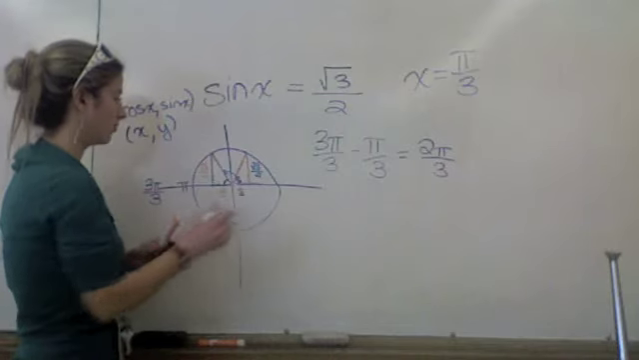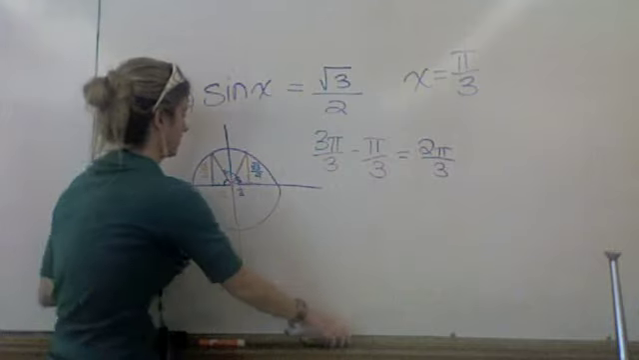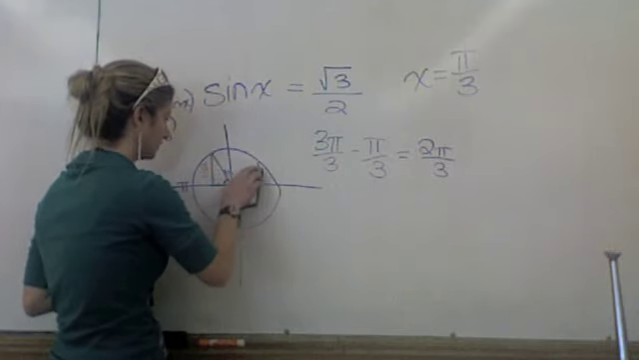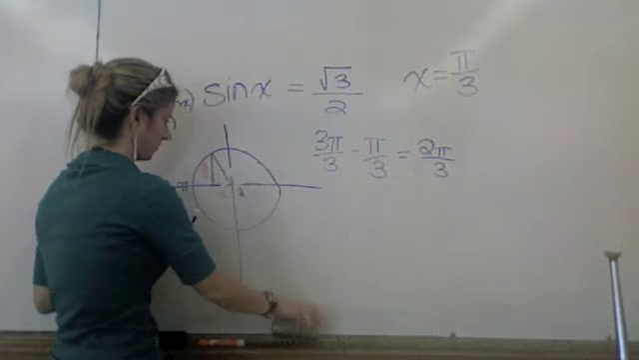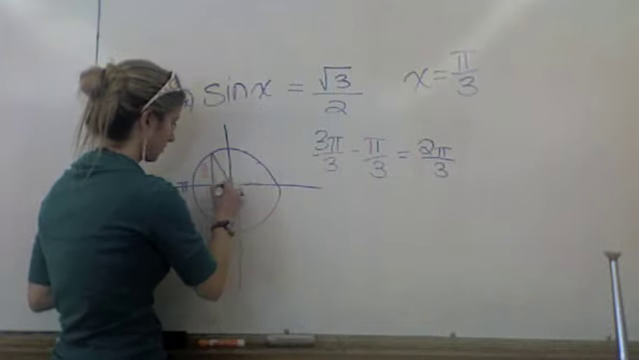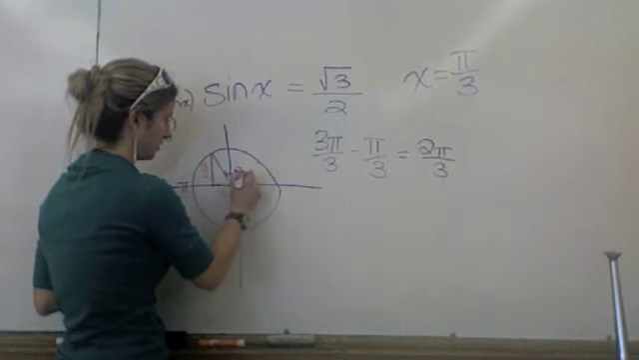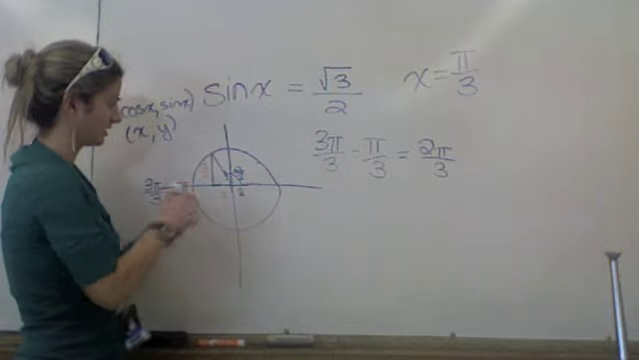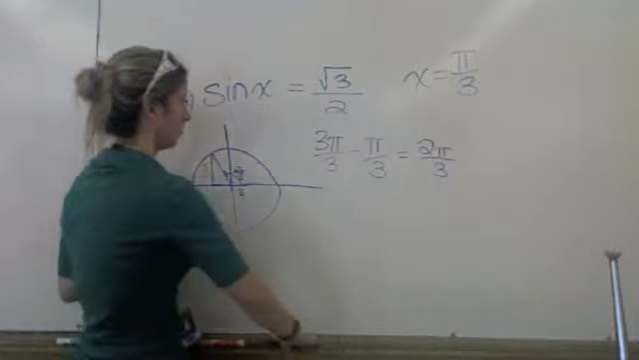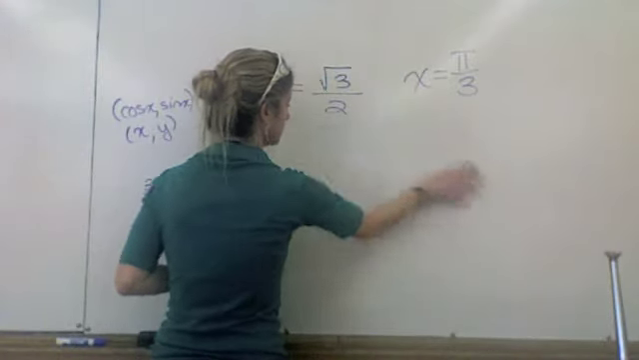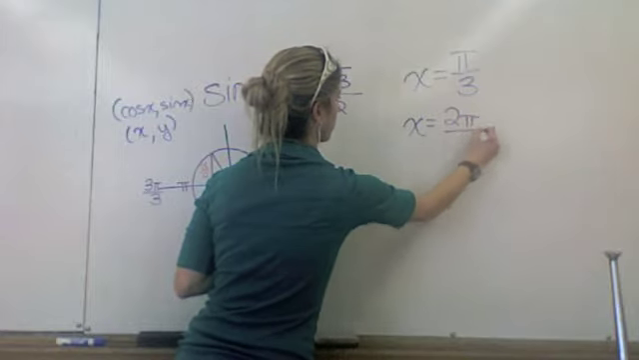All right, so then we know at 2 pi over 3, let me erase this here so you don't get confused. So now we've rotated 2 pi over 3 radians, sorry, not degrees, and the sine value is root 3 over 2 at that point. So x equals pi over 3 or x equals 2 pi over 3.